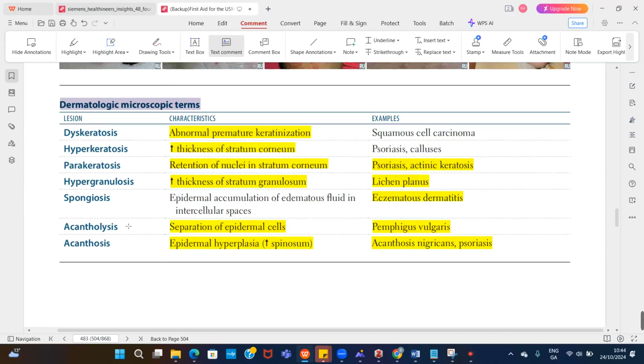Moving on to the next, which is spongiosis. So spongiosis just means... Please, can you repeat what you said about the difference between psoriasis and lichen planus in terms of the layers, please?